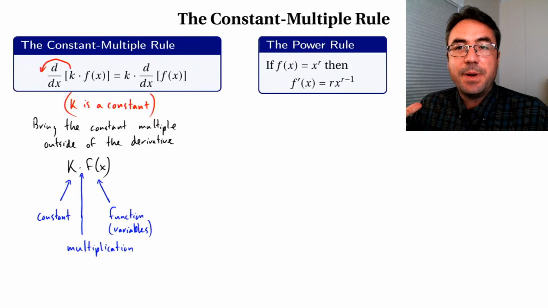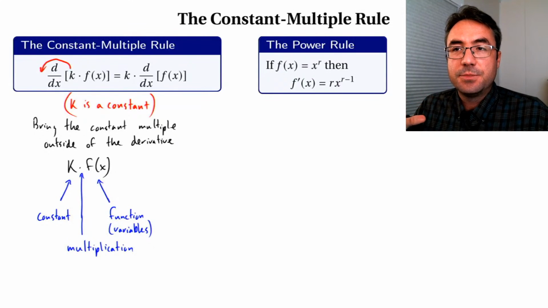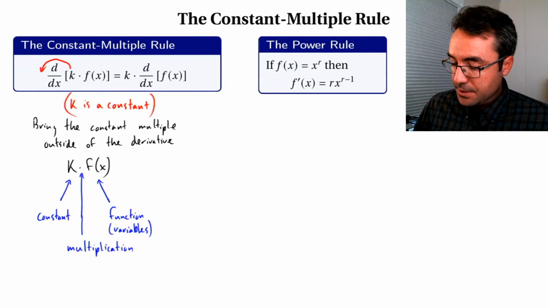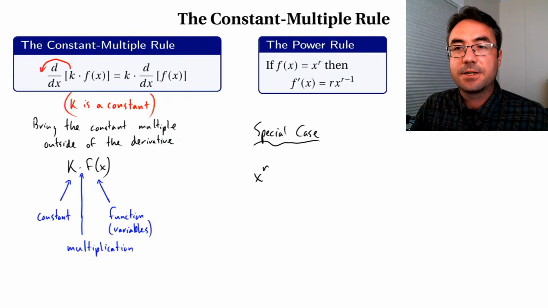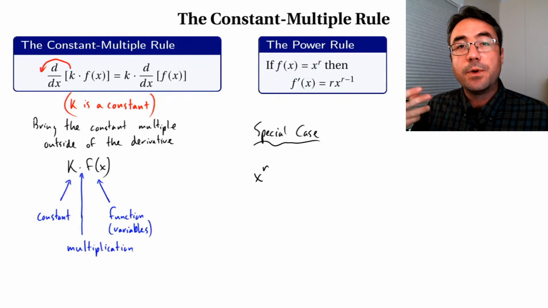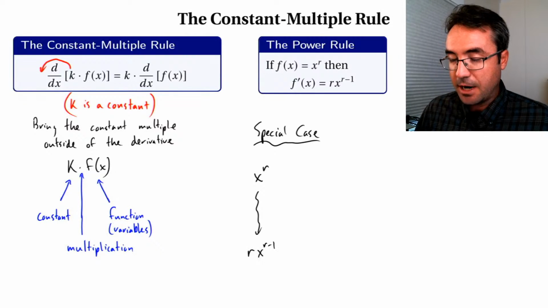All right, so we have a special case of this in the context of power rules. Let's see how it works with the power rule. If we have just a basic power function, x raised to the power r, when we apply the derivative to that, what the power rule says is we get r times x to the r minus 1.